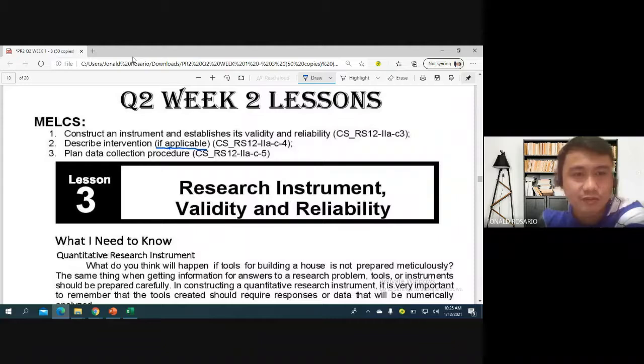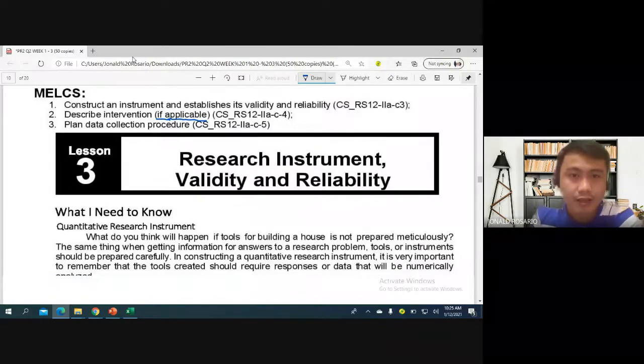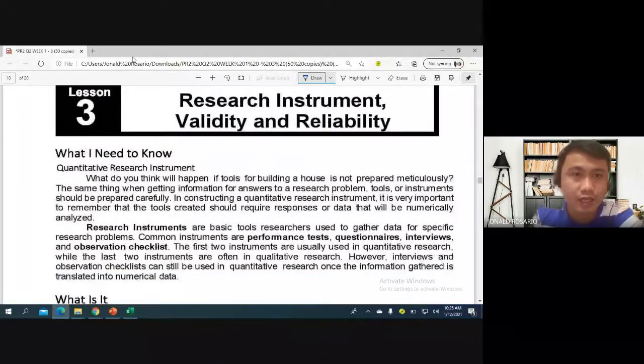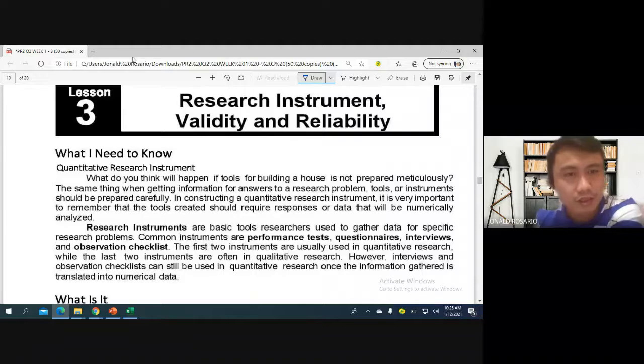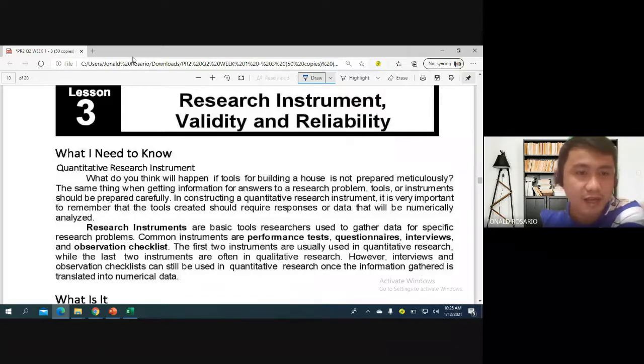Yan, so meron tayong data collection procedure. Mamaya i-discuss dito sa module ninyo yung mga different data collection procedures. Okay? So the first lesson for today, lesson 3, is of course this research instrument validity and reliability. Yan. So what you need to know? Ano yung mga kailangan nating malaman on this module?